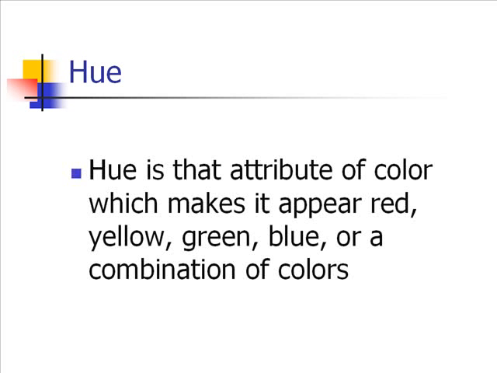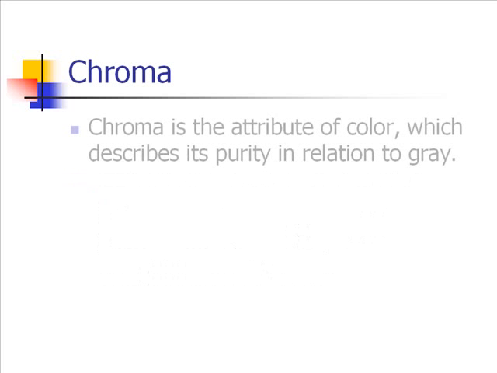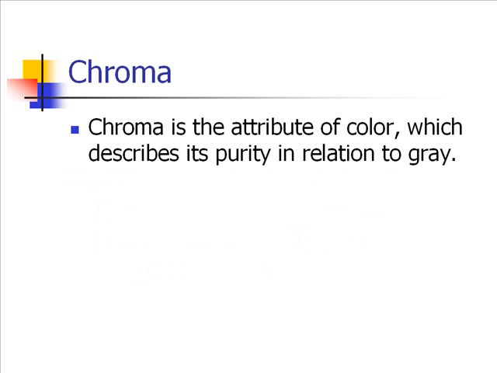Chroma is the attribute of color which describes its purity, or how much of it is that color in relation to gray. So a low chroma color is one that is close to gray. A high chroma color is one that is far away from gray. If we look at our Munsell model again, if we start in the center, that's the lowest chroma material for colors. As we move out from the center, it becomes more and more chromatic. The closer to gray the color is, the less chromatic it is.